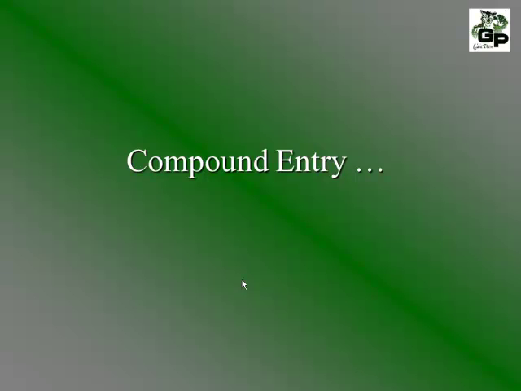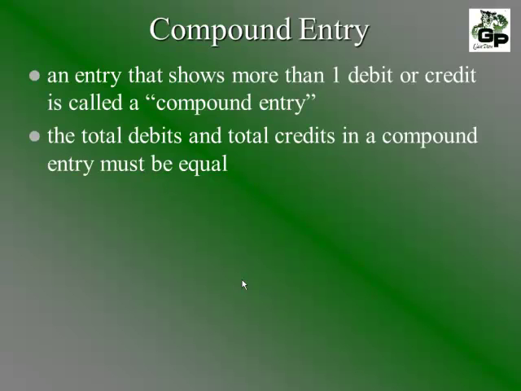This is called a compound entry. The definition of a compound entry is an entry that shows more than one debit or more than one credit, and that's why it's called compound. Normally we expect there to be at least one debit and one credit, but when there are more of either one, we call this a compound entry. The total debits and the total credits in a compound entry must still be equal.